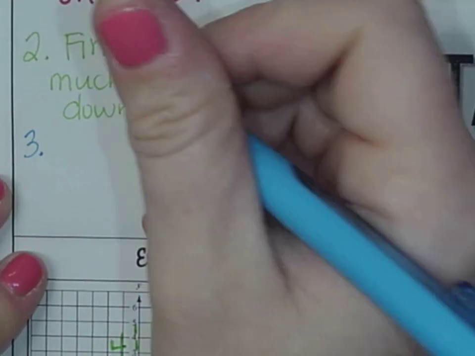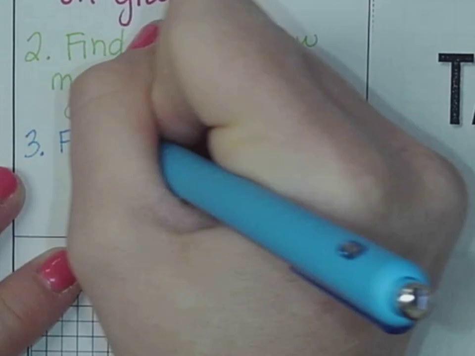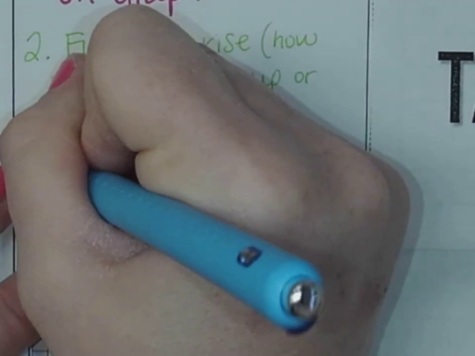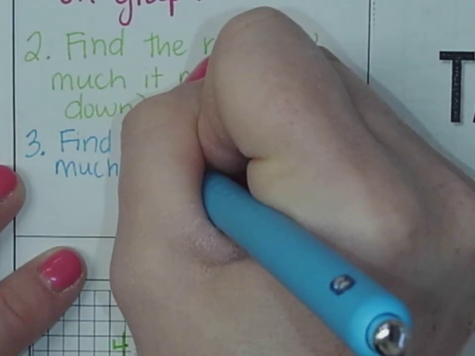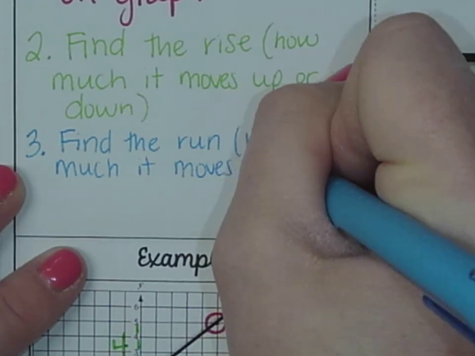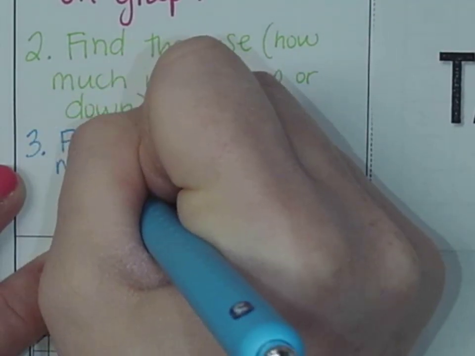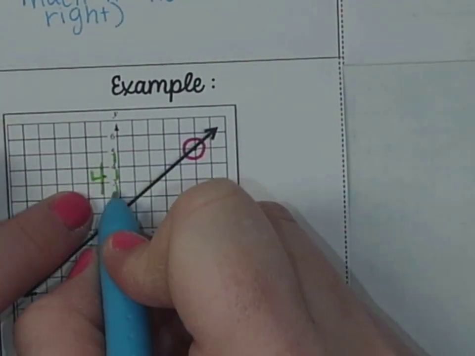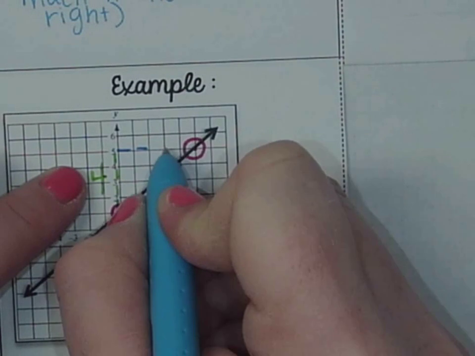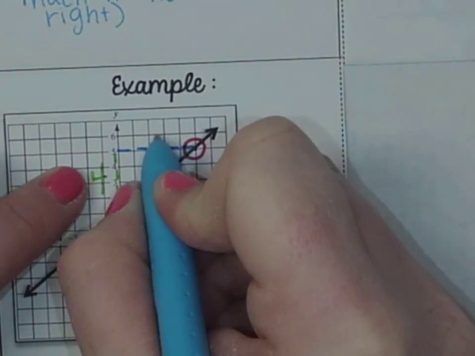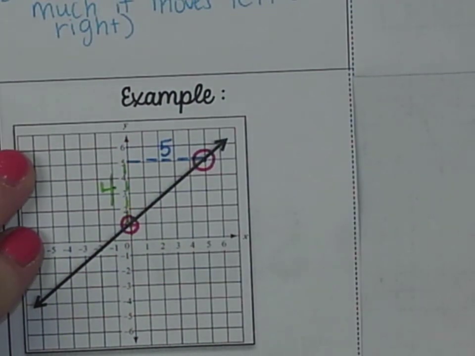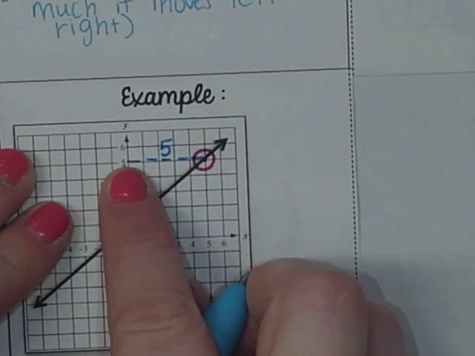And then the next thing you want to do is find the run. How much it moves left or right. So then from where I moved up, I'm going to say 1, 2, 3, 4, 5. Okay, so the rise is 4, the run is 5.